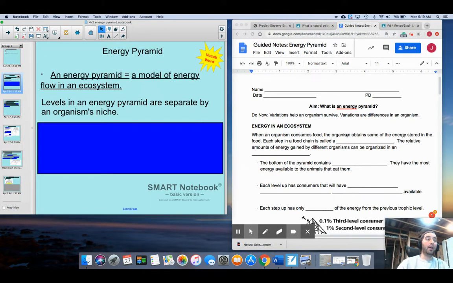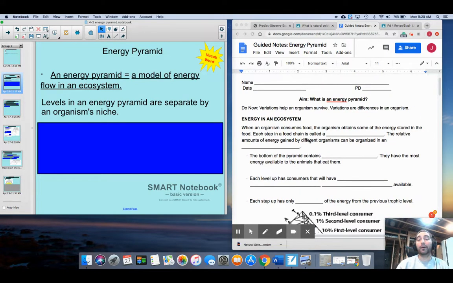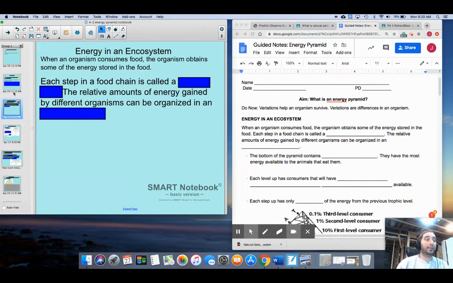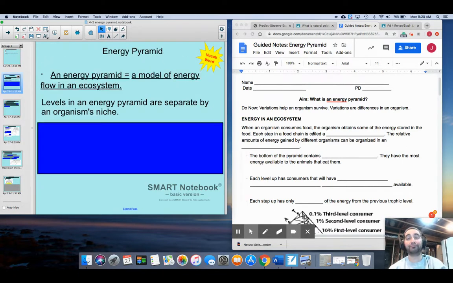So we're going to focus on energy pyramids today. Pretty straightforward. We're just going to point out a couple characteristics of energy pyramids, and pretty much how to read them, because you do need to know how to read them. So let's copy down the definition of an energy pyramid first.